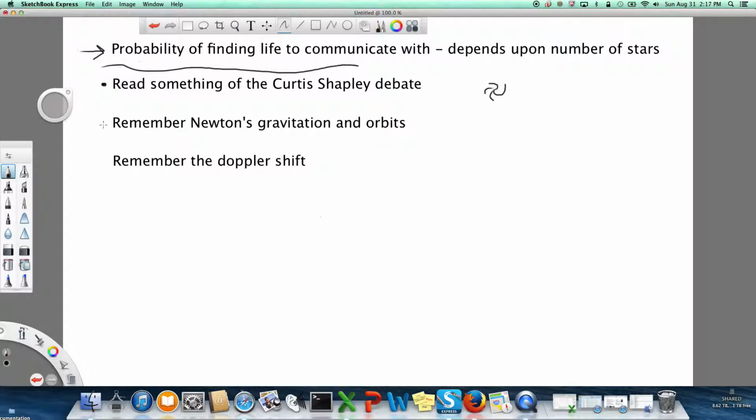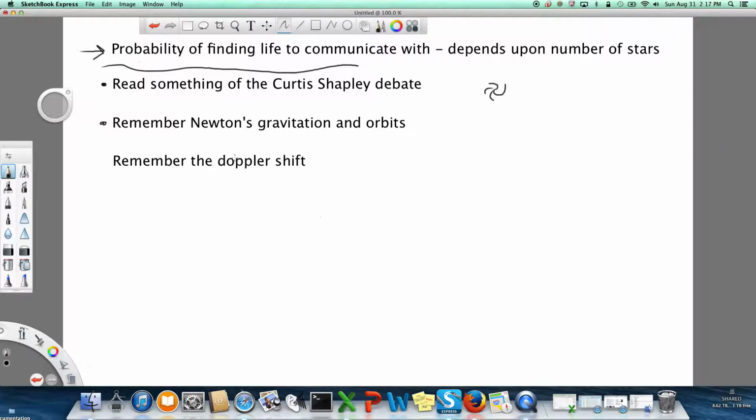Second of all, see if you can remember something about Newton's gravitation and orbits. If we're going to be trying to find out something about stars, is it possible for us to go to them? And if not, how is it we can use gravitation and orbits to tell us something about stars or objects that are being orbited?